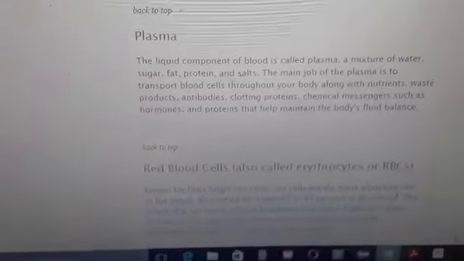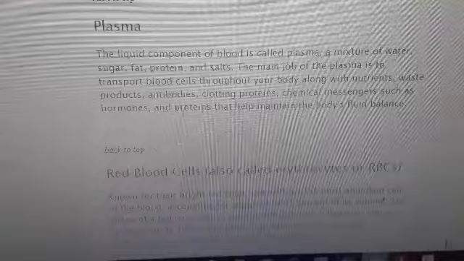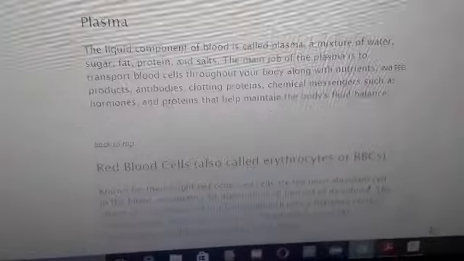So you can also open this website and read from this. So plasma, what is the plasma? It is a component of blood, and the liquid component of blood is called the plasma, a mixture of water, sugar, fats, protein and salts. The main job of the plasma is to transport the blood cells throughout your body, along with the nutrients, waste product, antibodies, clotting proteins, chemical messengers such as hormones and proteins that help to maintain the body's fluid balance.